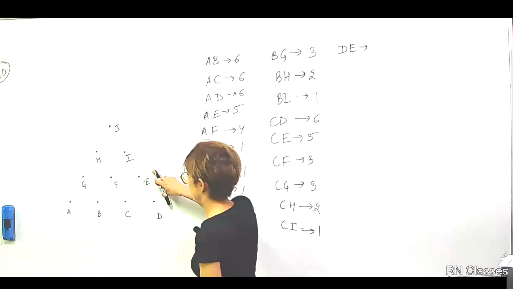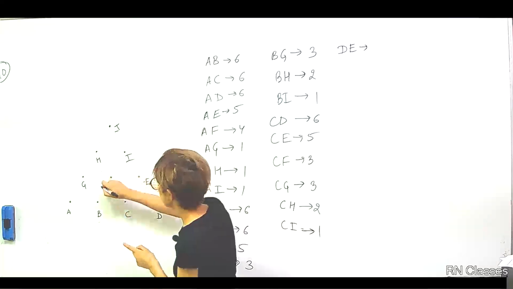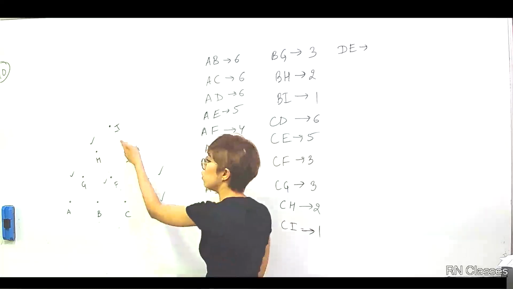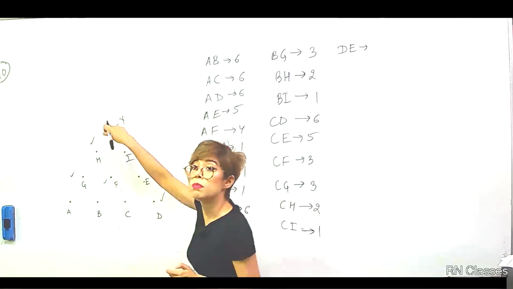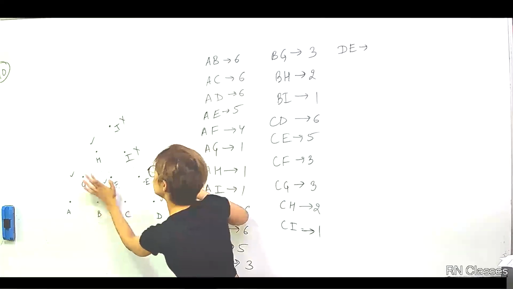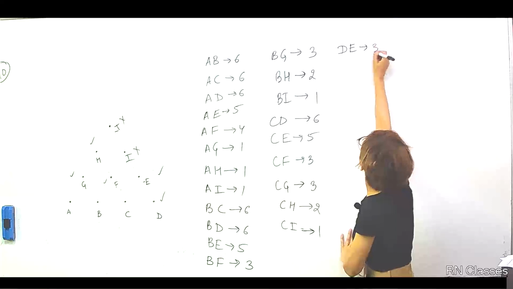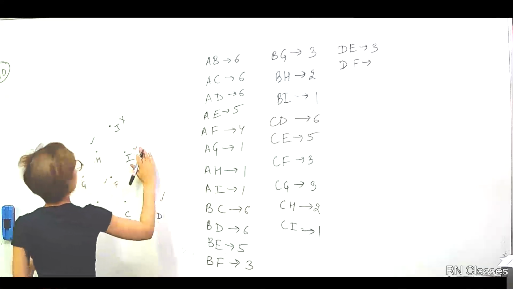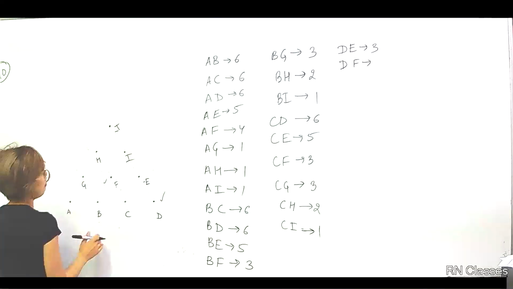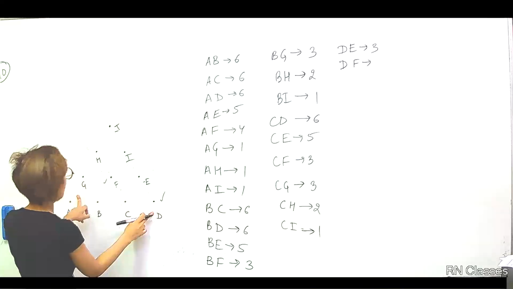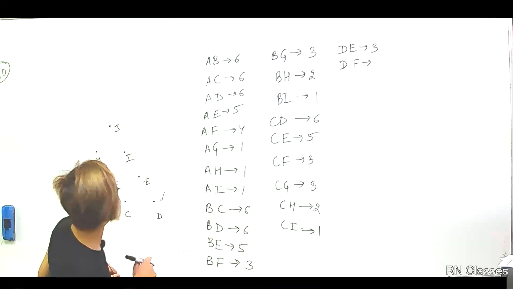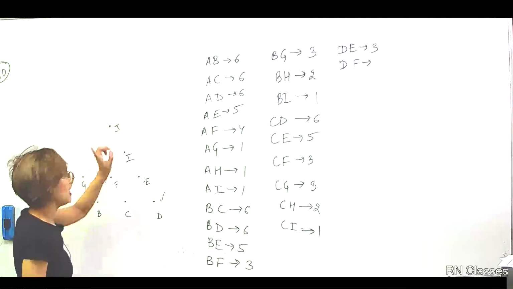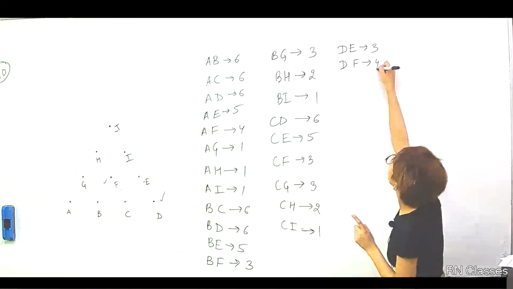Now if I take DE, obviously I can take F, right? I can take G, I can take H. I cannot take I, collinear, and I cannot take J, collinear. So if I take DE, I will have 1, 2, 3. So 3. So let's talk about DF now. DF. So if I take DF, I can have G. I cannot have H. No, I can have H. Yeah, it's not collinear. So G, H, I, and J. So that is 4. So DF, 4.